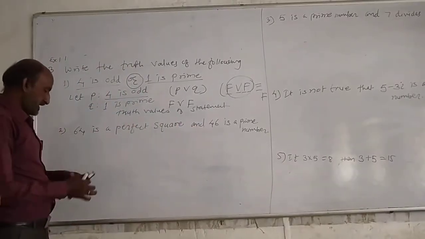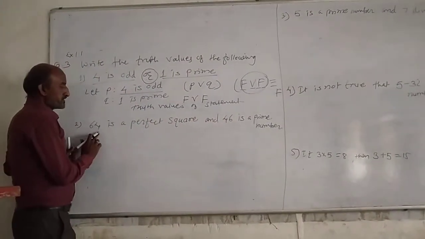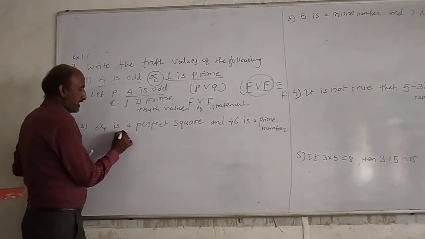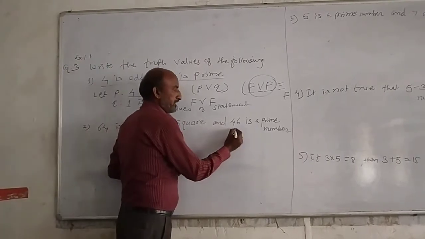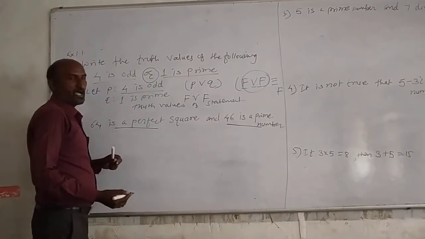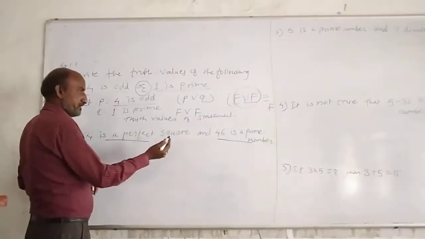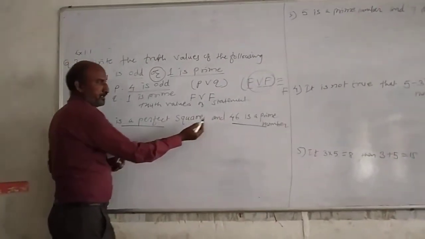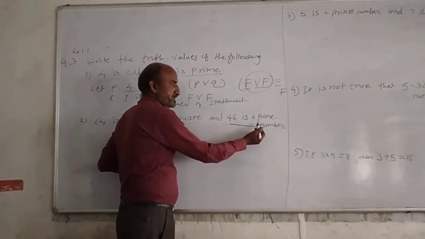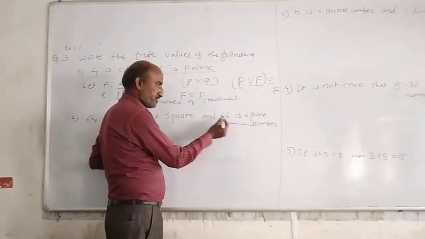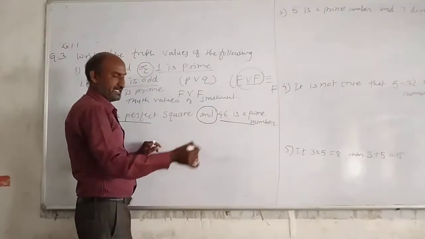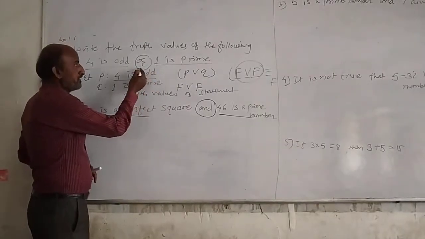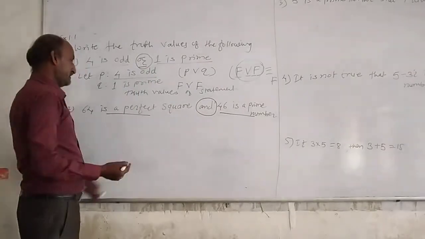Ready? Take one more example. Second example: 64 is a perfect square and 46 is a prime number. See here, the first statement is 64 is a perfect square, and the second statement is 46 is a prime number. Here the connective, conjunction, "and" is used. In the previous example it was "or", here it is "and".